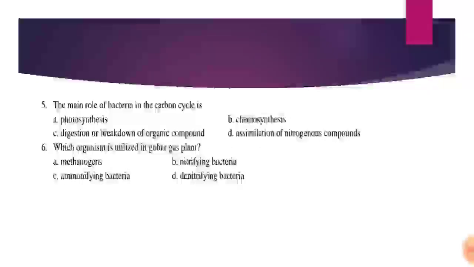The main role of bacteria in the carbon cycle is option A, photosynthesis, option B, chemosynthesis, C, digestion or breakdown of organic compounds, D, assimilation of nitrogenous compounds. Option C, digestion or breakdown of organic compounds. Now question 6. Which organism is utilized in gobar gas plant? Option A, methanogens. Option B, nitrifying bacteria. Option C, ammonifying bacteria. Option D, denitrifying bacteria. Methanogens is the right answer.